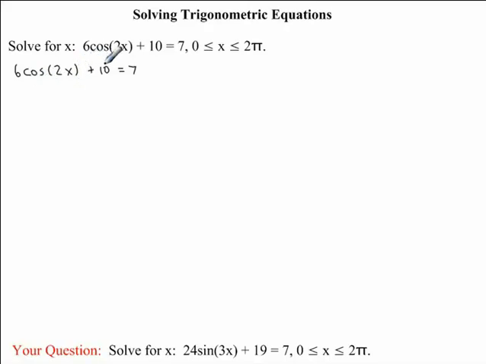Isolating for cos of 2x, I'm going to bring this 10 to the other side of the equation. So we will have 6 times cos of 2x is equal to 7. Bringing this 10 to the other side makes it negative. So 7 minus 10. This is equal to negative 3. So our next line will be 6 times cos of 2x is equal to negative 3.